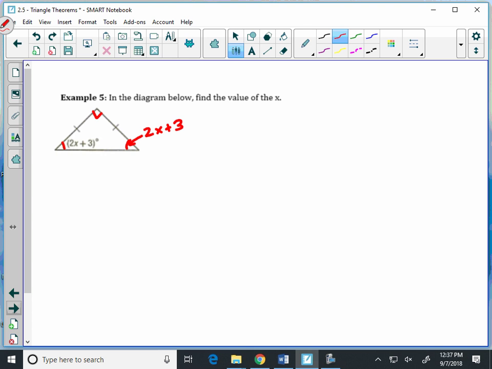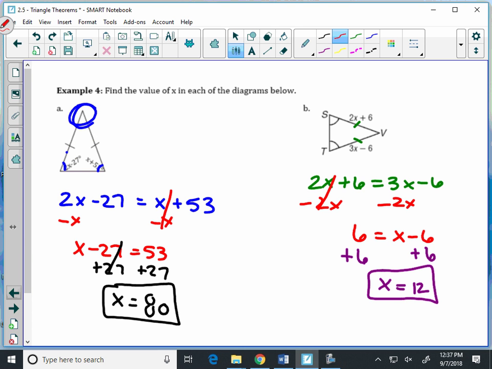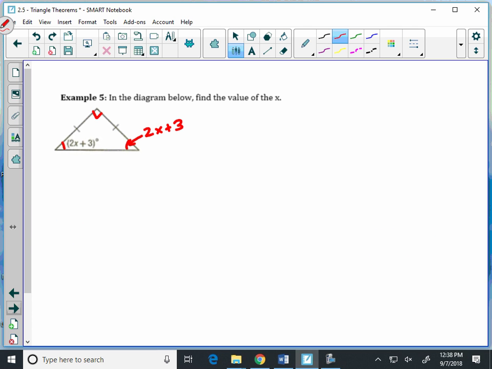Here's the thing. In this problem, we have an isosceles triangle. We set the angles equal to each other, right? Does it make sense to set these equal to each other? What's going to happen if you do? Yeah, everything is going to cancel out because it's the same exact thing. So that method doesn't work here. But what do we all know about all the angles of a triangle? Okay, they add to 180. We have to do that here. Add all three of those angles up: 2x plus 3, 2x plus 3, and 90. Set it equal to 180.